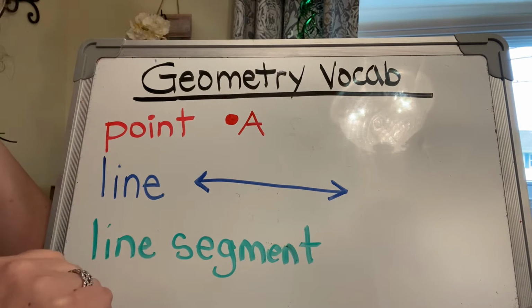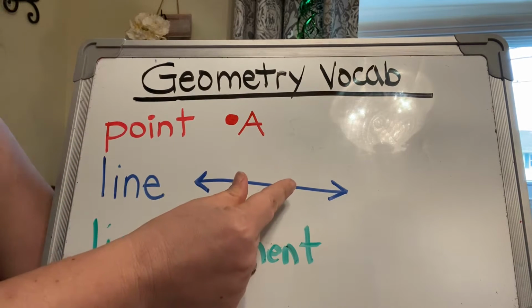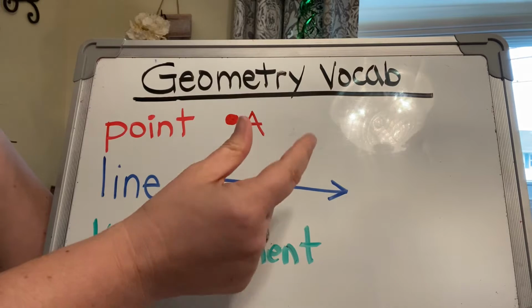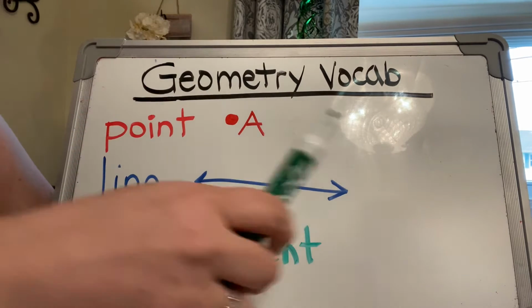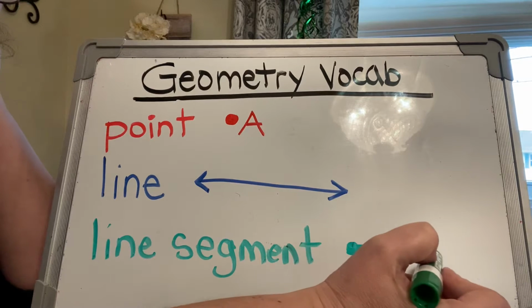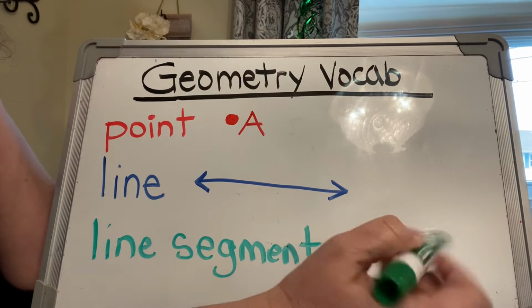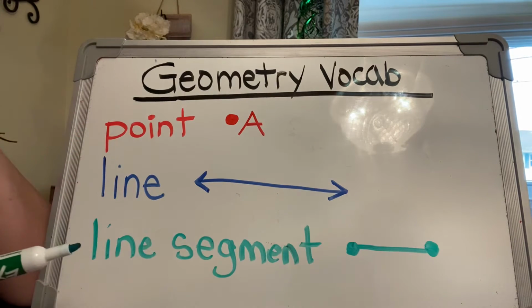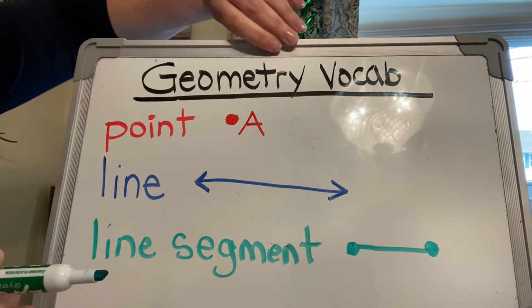Next we have a line segment. A line segment is if you were to zoom into a part of that line where it has a beginning and an end, that would give us a line segment. It has an endpoint on either end, kind of like a start and an end point to show a part of a line. Okay. Now there's some different types of lines that I want to show you.